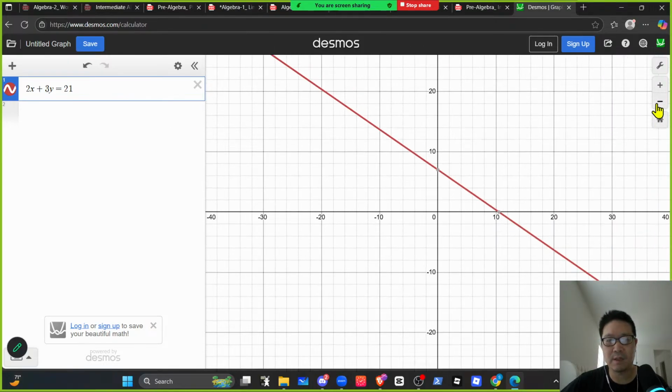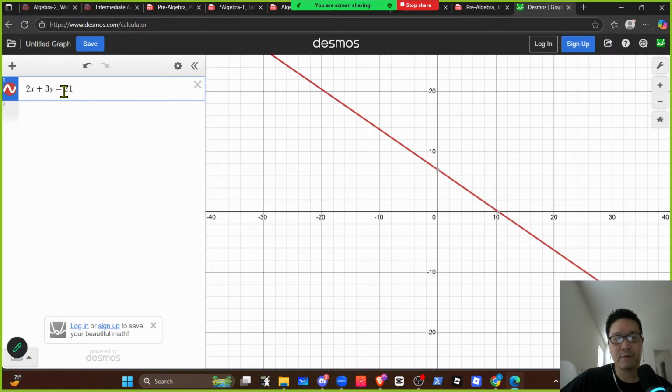So this is Desmos. It's a graphing calculator website, very, very useful, especially for algebra. I've written 2x plus 3y equals 21. It's an equation for a line, and what it gives us is this graph. What does each point represent on this line? A possible solution. Exactly. Every point on this line is basically a solution to this equation.